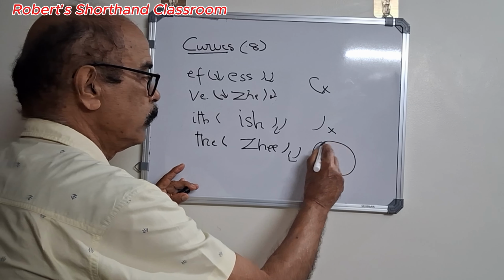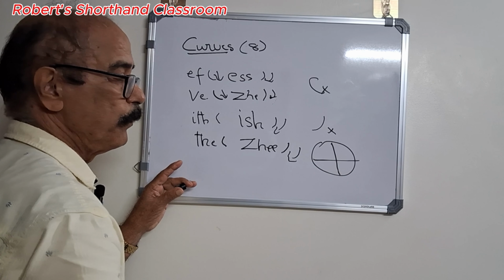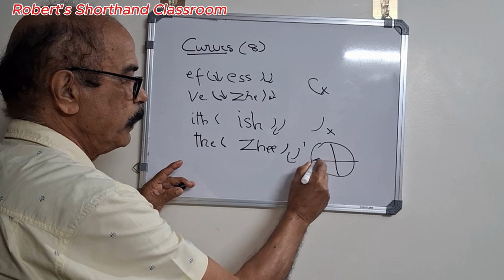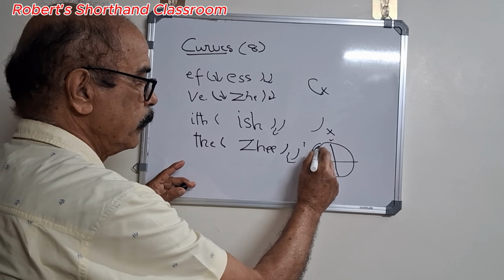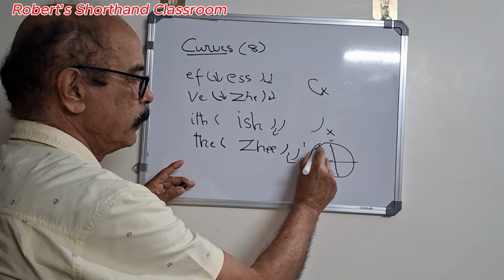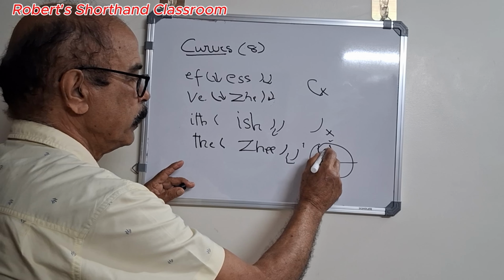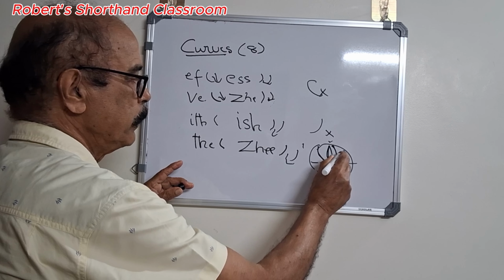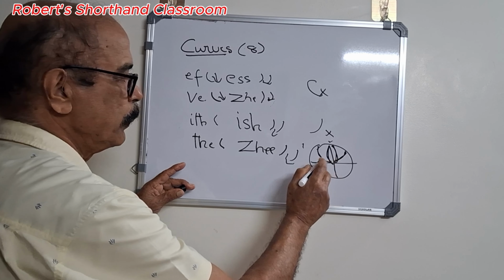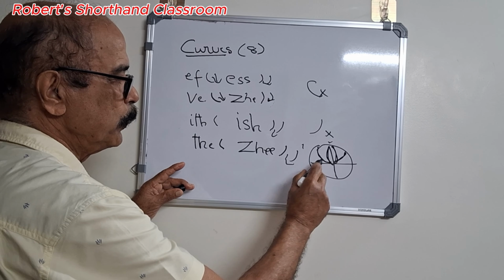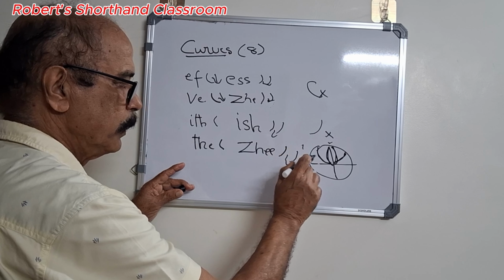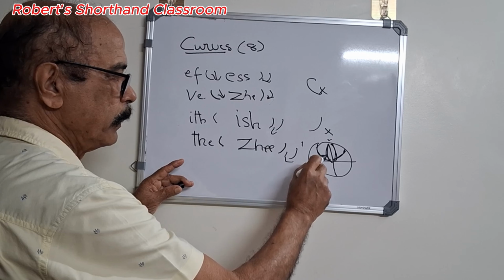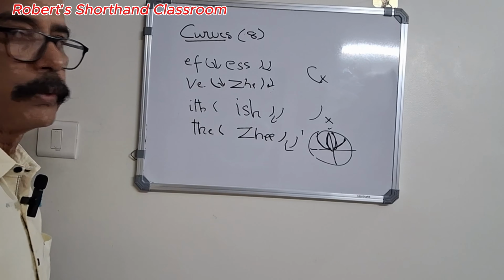So if you divide the circle into 4 parts, in the first part, between this and this, you write a light F and a dark V, then TH, the voiced TH, S, Z, SH, ZH. So I wrote in each sign there are 2 consonants, because I wrote one light, another dark, one light, one dark. So like that there are 8 curved consonants.